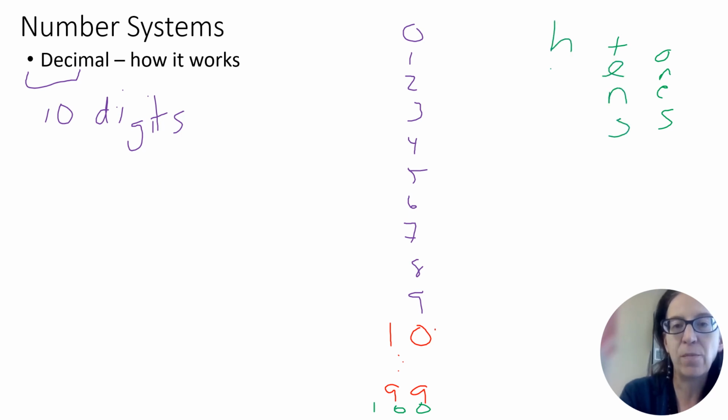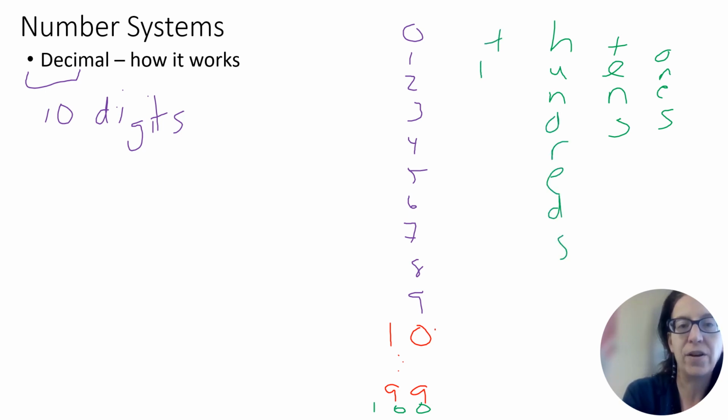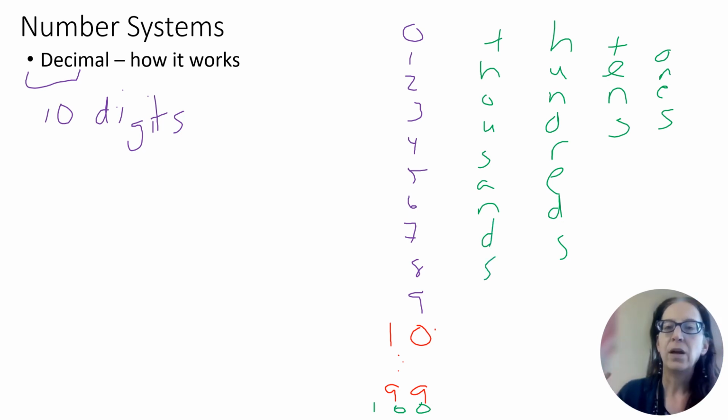And then the next time we run out of place, we have the hundreds, and then we have the thousands, and so forth. And that's where we get our place value from. This is why when you multiply or divide by a power of 10, like 100 or 1,000, all you need to do is move the decimal point. It's what makes the metric system really nice.